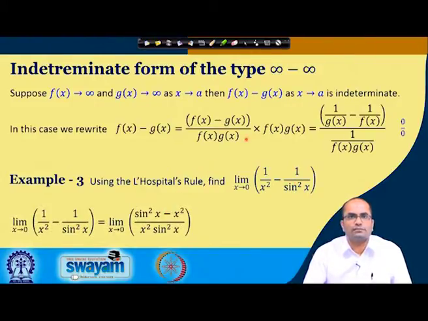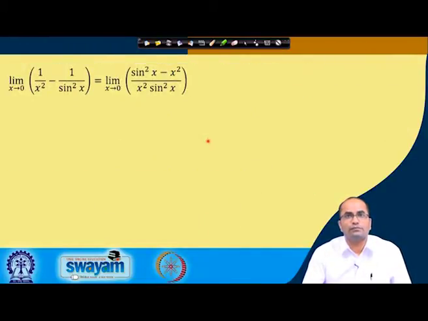So, as discussed above, here we can rewrite this as sin square x and then this minus x square divided by x square sin square x. So, in this case, now the sin square x goes to 0 and minus this 0. So, we have 0 divided by 0. So, this infinity minus infinity form changes to 0 by 0 form, which using L'Hopital rule we can get the limit. So, here moving further.